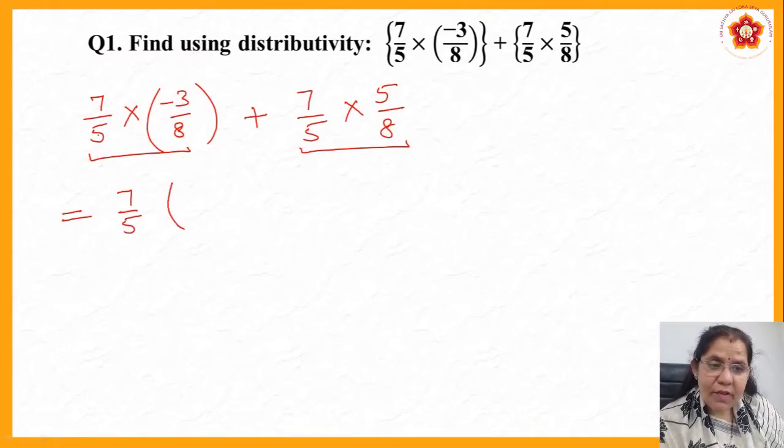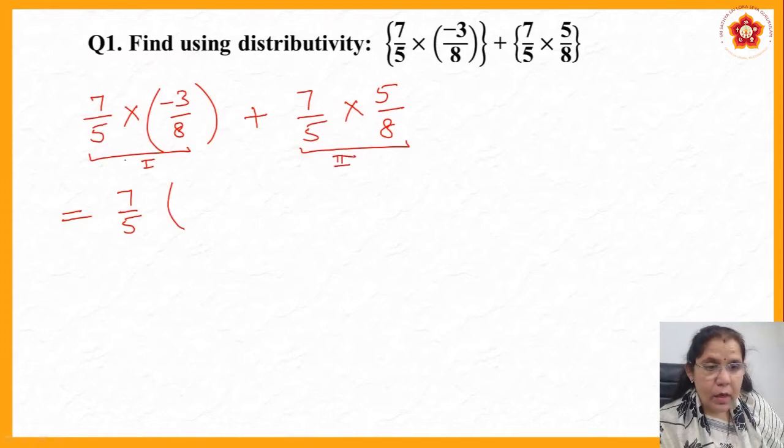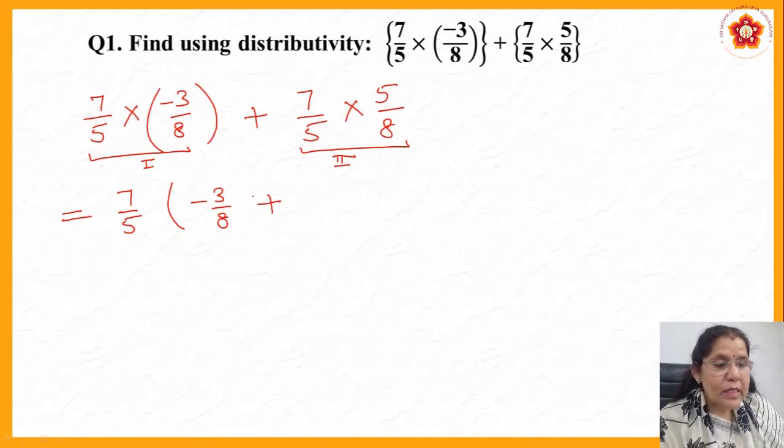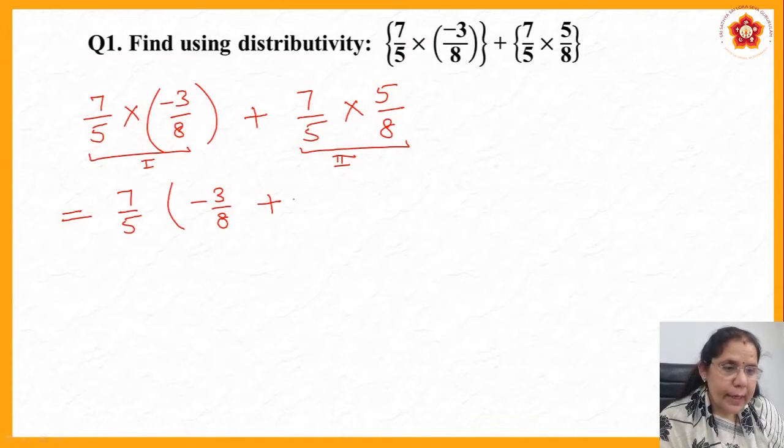So if 7 upon 5 is taken out from the first term, this is your first term and this is your second term. So what will be left behind? If 7 upon 5, just hide 7 upon 5, what is left behind in the first term? Minus 3 upon 8 is left behind. There is a plus sign, copy, note down the plus sign as it is. Now in the second term, 7 upon 5 has been taken out from here. So that means you hide 7 upon 5. What is left behind in the second term? It is 5 upon 8 is left behind.